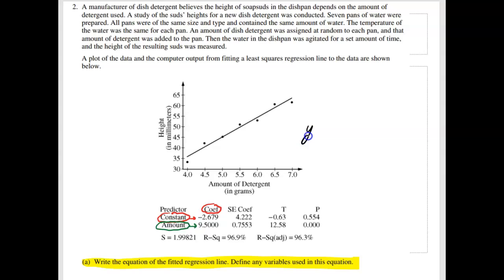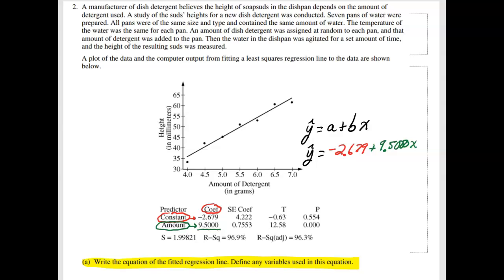The equation here, remember, is y hat is equal to a plus bx. So y hat is equal to the y-intercept, and I'm going to do color coding again, so negative 2.679. And then the slope is this 9.5, so plus 9.500x. Now it does ask you to define the variable, so we need to read the paragraph to define the variable.